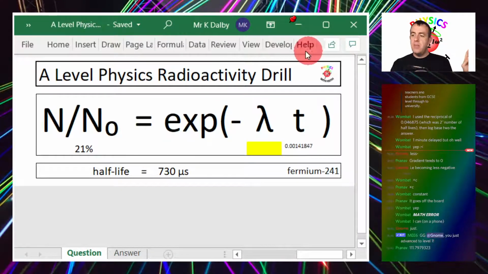The number beneath the term is what the value of the term is. And you can solve this any way you like. We'll start with this one. You've been given a half-life, 730 microseconds. This is the half-life of fermium-241. So what is the decay constant, lambda? See if you can calculate it. Chuck it in the chat as soon as you're done. You're A-level students, you might as well race against each other, have some fun with it.